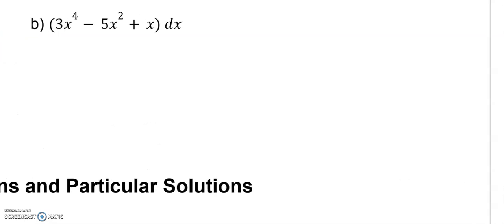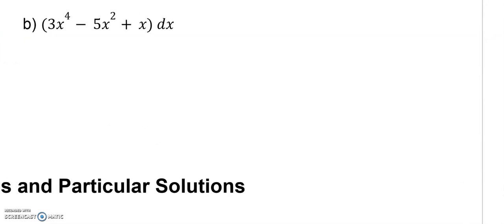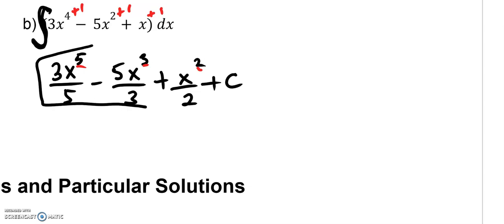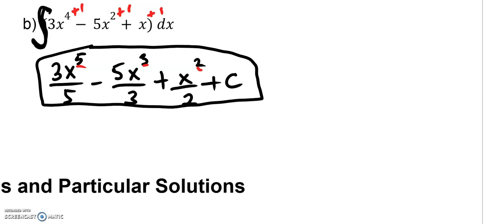Go ahead and try B on your own. Pause the video, try it, and then come back to see how you did. And I forgot to put the integral sign before that, but you're integrating it, and you just add 1 to these exponents across the line, and then divide by that new exponent. So I divided by 5, by 3, by 2, and this is my new polynomial with the plus c. So that is the general solution for that particular integral.